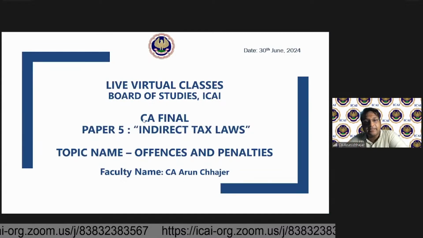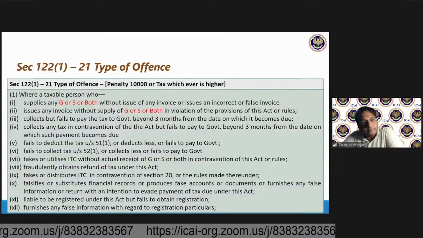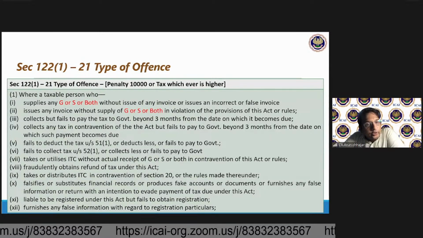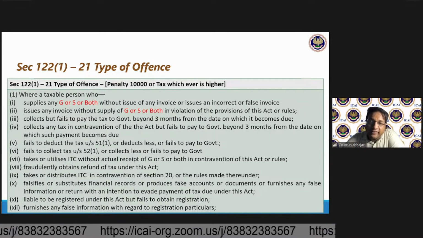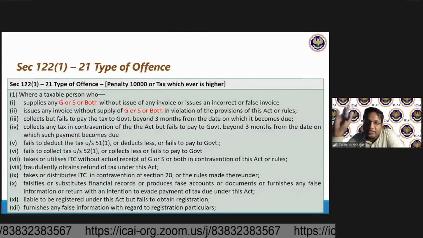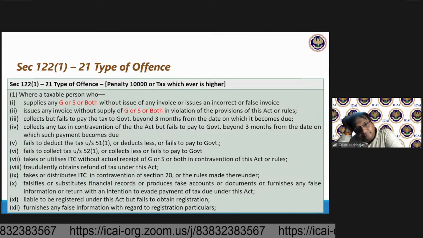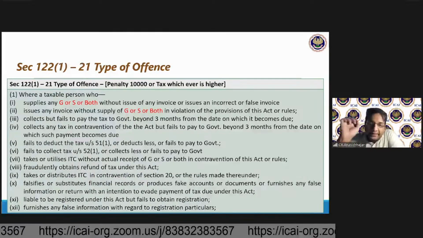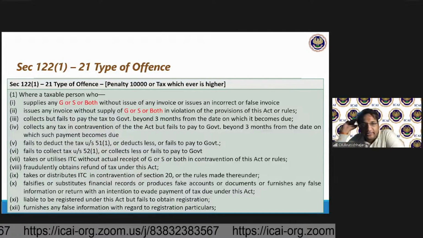Then offenses and penalty, Section 122. Section 122 has 21 different types of offenses, out of which 3 offenses have been omitted. The penalty amount is 10,000 or the tax, whichever is higher.